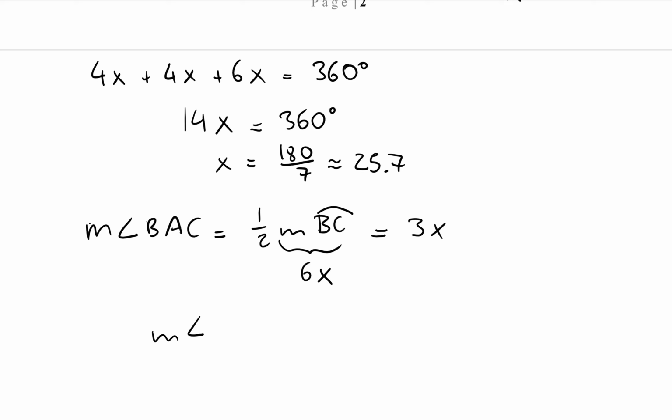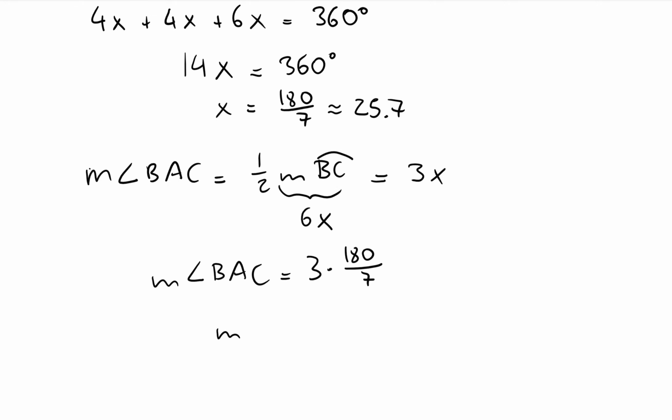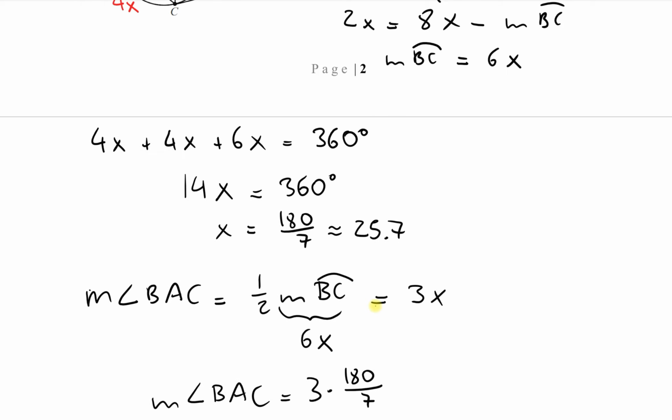So that means that the measure of angle BAC is equal to 3 times 180 over 7. Here we can calculate 540 over 7, which is approximately equal to 77.1 degrees. And that's basically the answer. It's about 77.1 degrees.